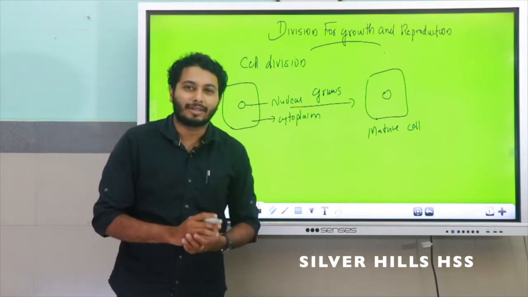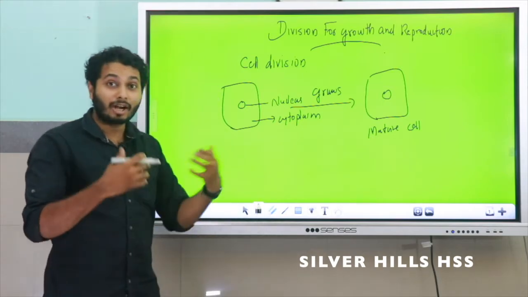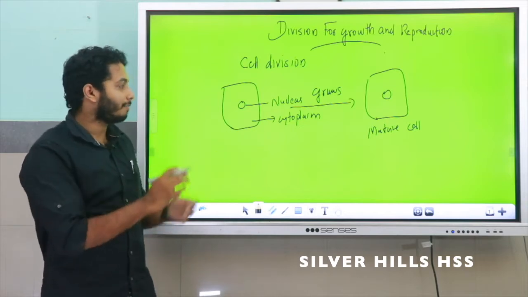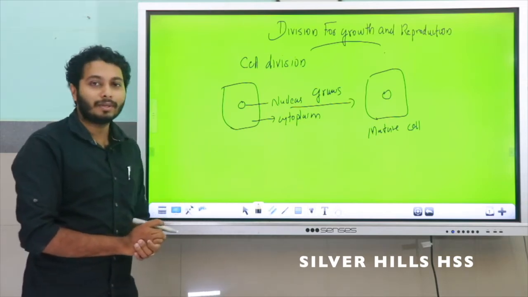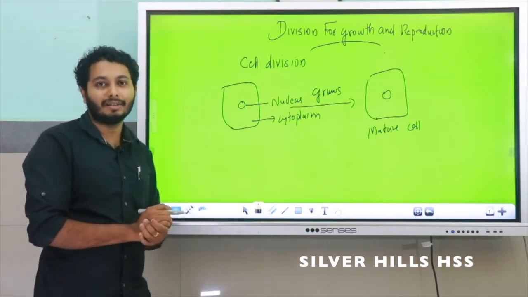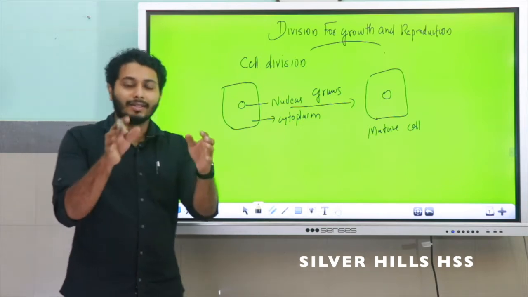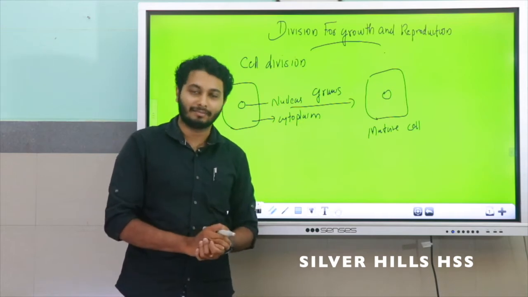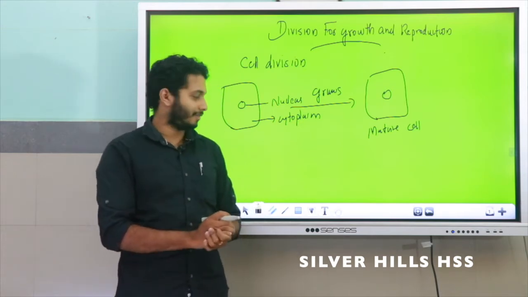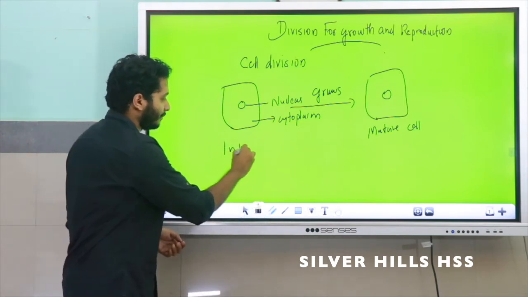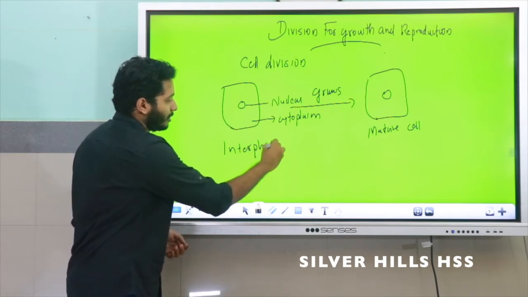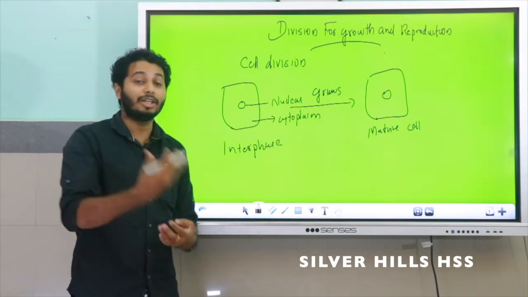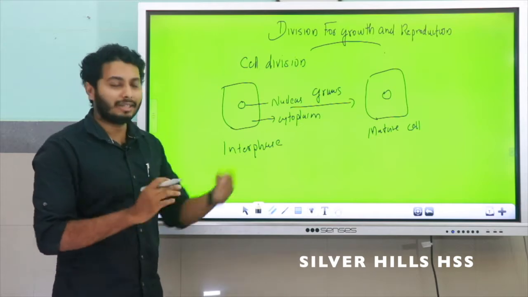After attaining maturity, the cell will start to divide, and in this chapter, we are going to study the total process involved in cell division. The stage in which the cell gets ready for division is termed as interphase. I repeat, interphase.